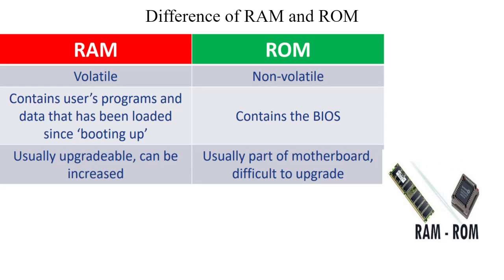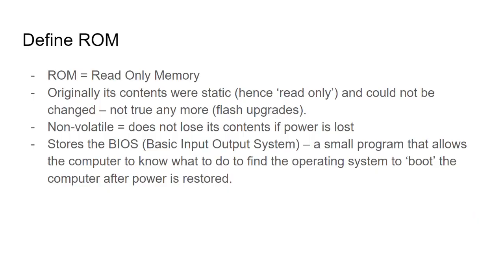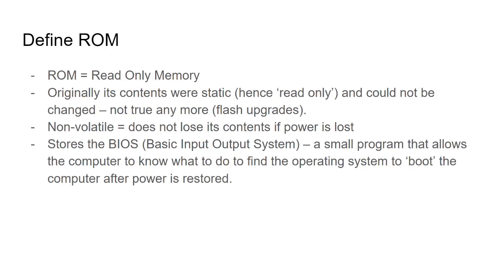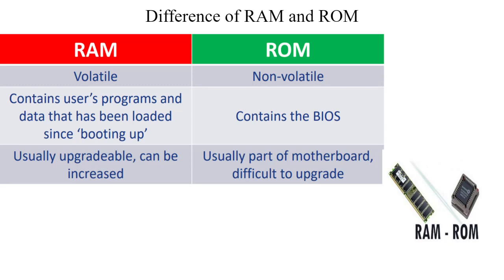And RAM is usually upgradable and can be increased, like 64 GB, 32 GB, 16, 8. ROM is usually part of the motherboard and it's difficult to upgrade. But one way is to flash upgrade. But for exam purposes, we cannot upgrade ROM. So this is what the difference is: if power goes off, all the data in RAM will go off also, but the data in ROM will not.